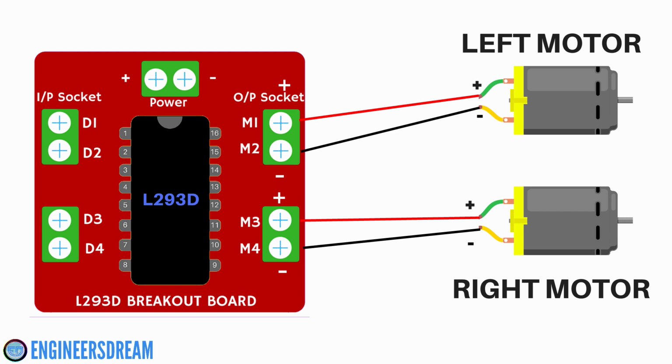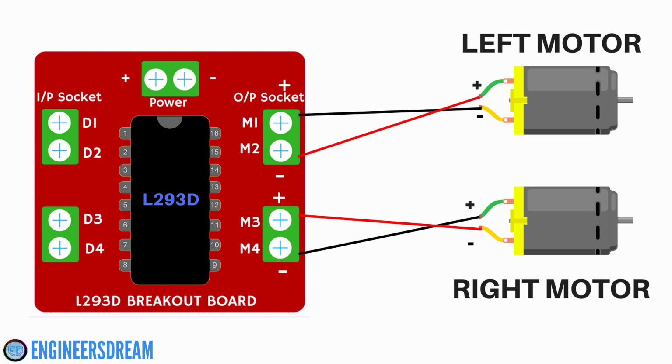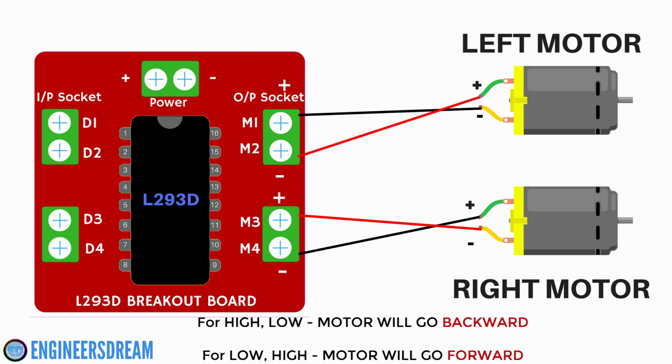Now, if you have connected the positive wire from the DC motor to the positive socket of the motor driver and the negative wire of the DC motor to the negative socket, then when we write a command for going forward, that is high-low, the robot will go forward. But if you have connected the negative wire of the DC motor to the positive socket of the motor driver and the positive wire to the negative socket, then when you write a command of high-low, instead of going forward, the motors will go backward because the polarities are interchanged over here.